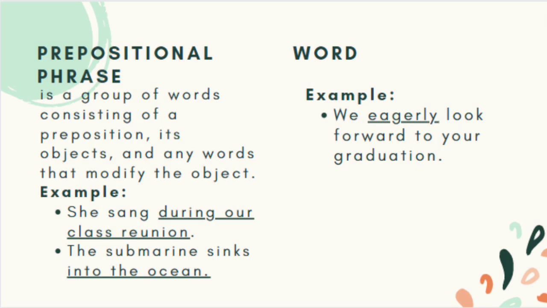Next, we have prepositional phrase. A prepositional phrase is a group of words consisting of a preposition, its object, and any words that modify the object. For example, she sang during our class reunion. So during our class reunion is our prepositional phrase. It contains a preposition, which is during, and the object of the preposition, which is the intermission.